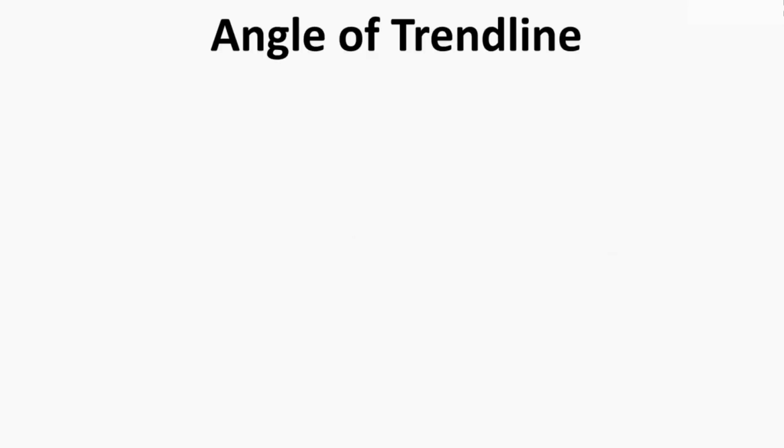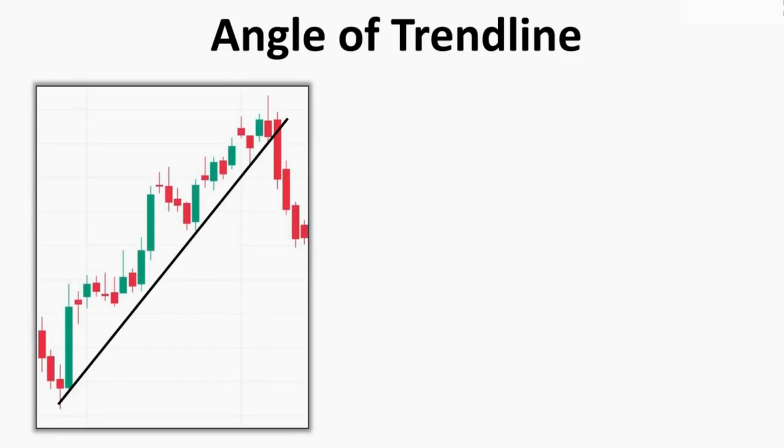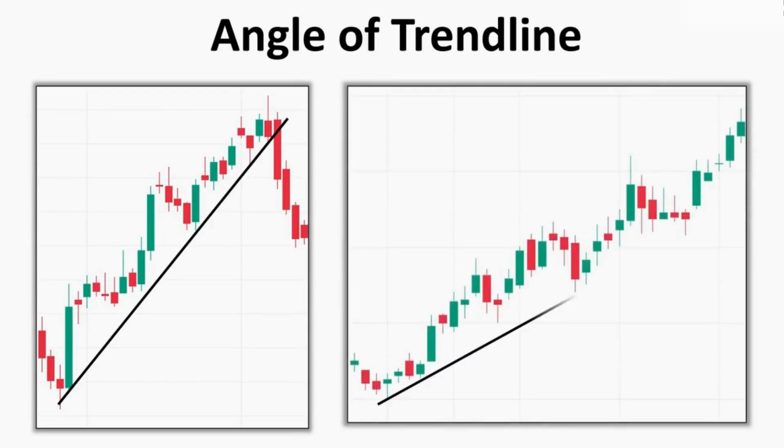Alright, so the next factor is the angle of the trend line. Now just remember that the trend line must be somewhere between 30 to 45 degrees and not very steep, as you can see on the screen. If you find such a trend line with a huge angle, it is not a good trend line and the price may not respect it. Instead, you must look for a trend line which is not steep, and on it you can get various buying and selling opportunities.